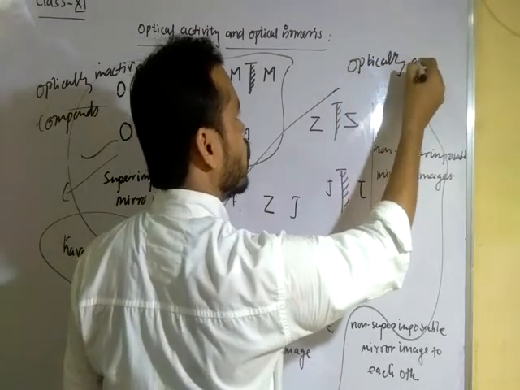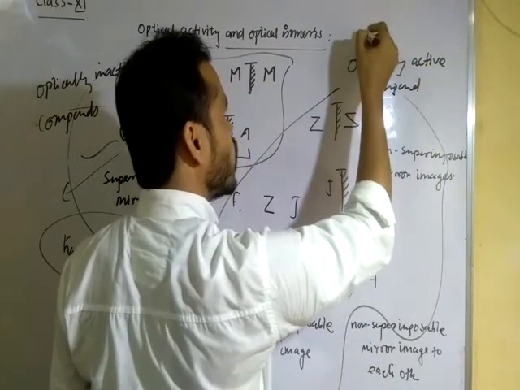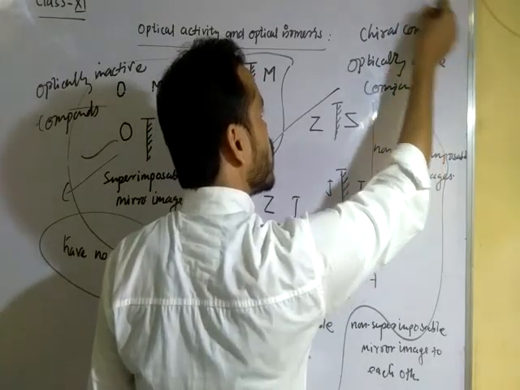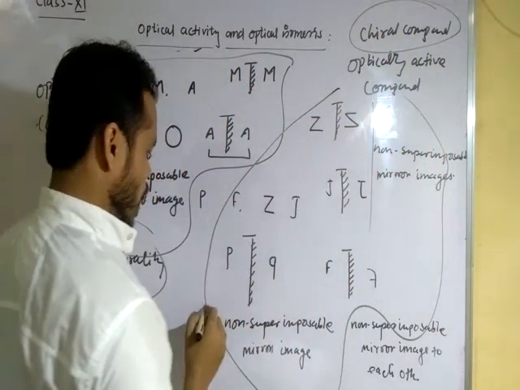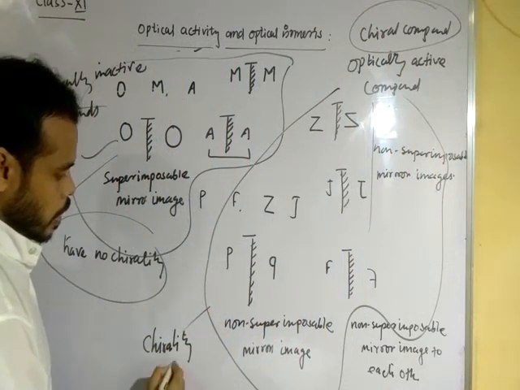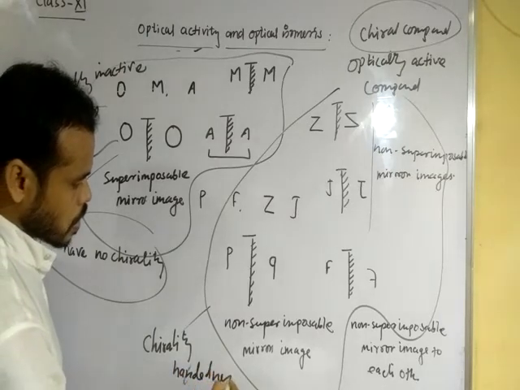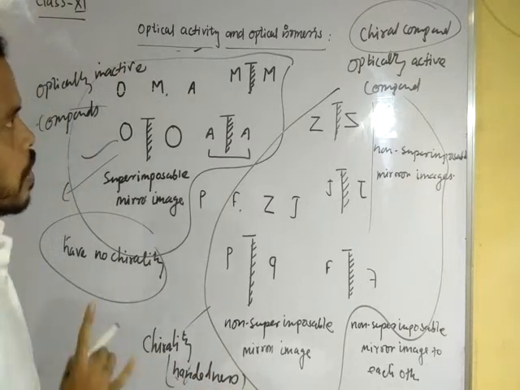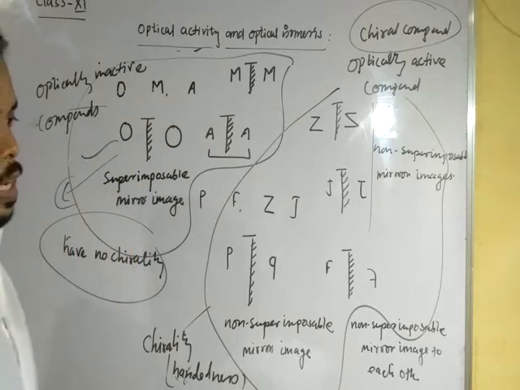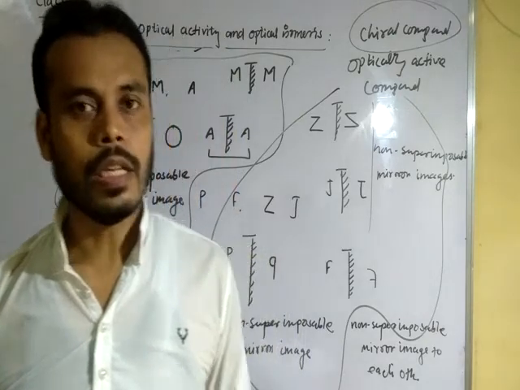Optically active compounds are also known as chiral compounds, and the nature of the compound is known as chirality. Chirality means handedness. Okay, dear student, clear? And this is a non-chiral compound, and non-chiral compounds do not show optical activity.